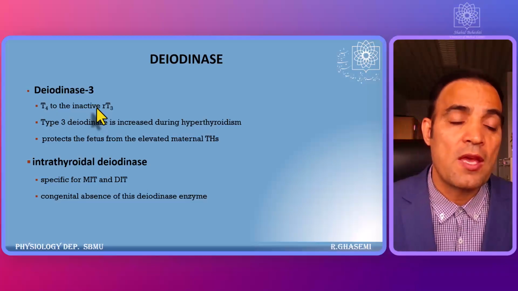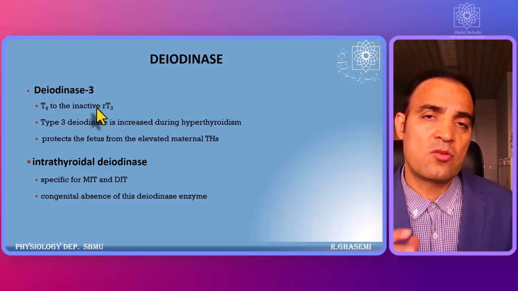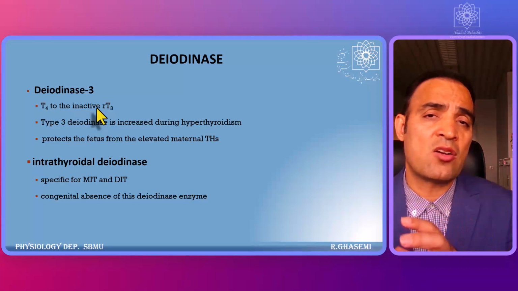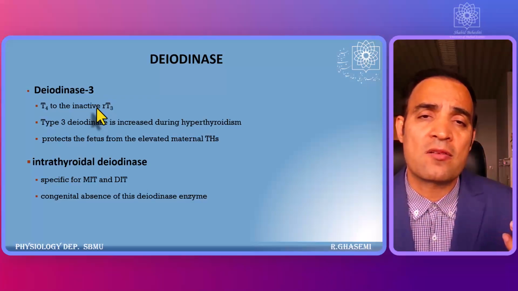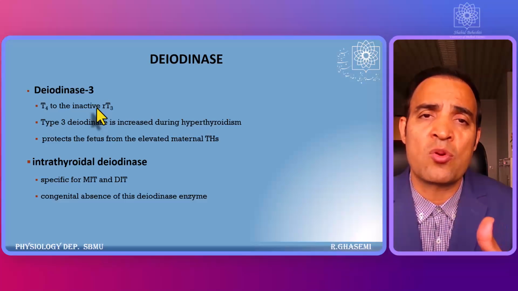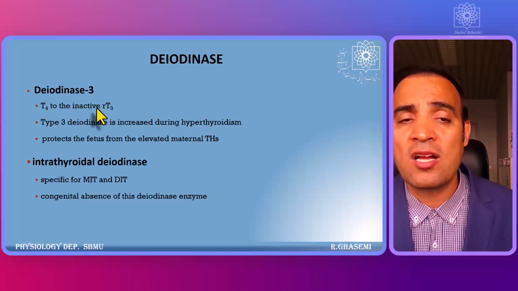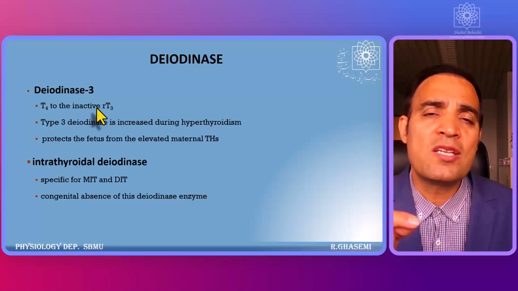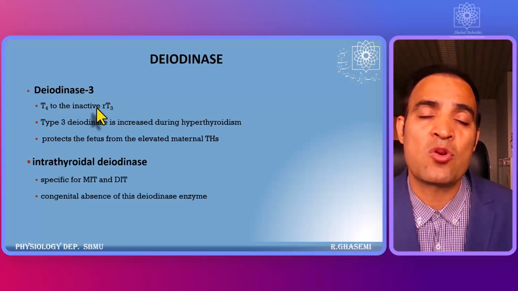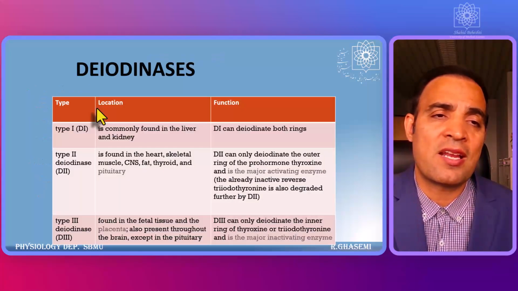We also have one intrathyroidal deiodinase. You remember I told you that sometimes some monoiodotyrosine and diiodotyrosine are not incorporated into each other and do not form thyroid hormones, and will be released inside the cell. What will happen to them? We have intrathyroidal deiodinase that removes the iodide from these MIT or DIT, and therefore the iodide can be recycled again and again.